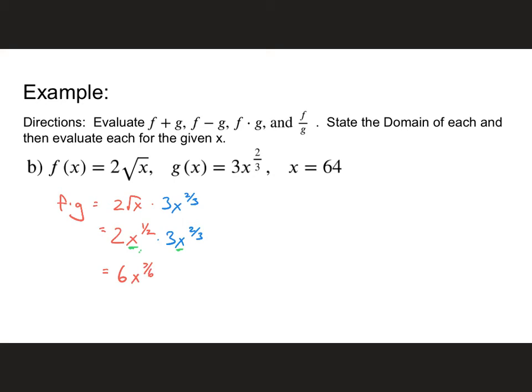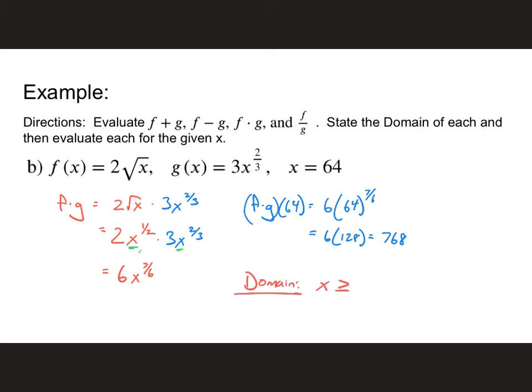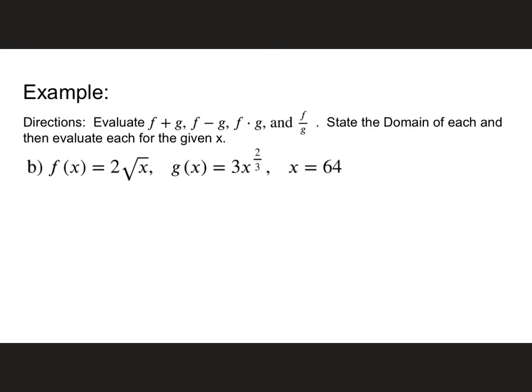Okay, not bad. We'll now do f times g of 64. So we'll plug in 64: 6 times 64 to the 7/6 power. Now, I didn't bother doing that in my head. I got my calculator out. I did 64 to the 7/6 power, and I got 128. So it's really 6 times 128, which is 768. Thank goodness for calculators. What about the domain? What is the domain of f times g? Still the overlap here, folks. Same as before: x greater than or equal to 0. All right, now what? Let's see here.